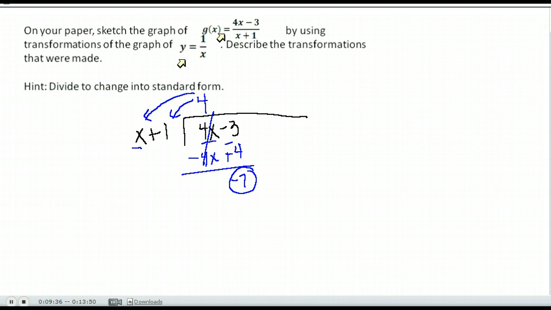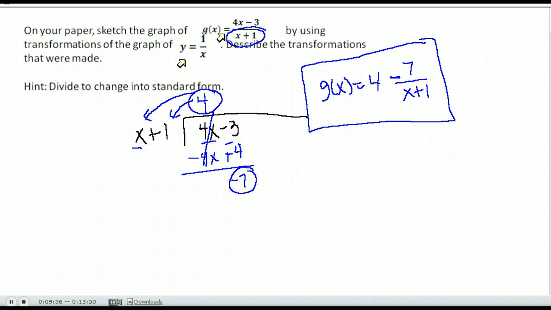And the way we write our answer is now g of x is going to look like 4, because that was our answer here, minus 7 over what we were dividing by. Okay, so you put your remainder over that denominator we had originally. This is our new function that we're going to be looking at. It's the same function, it's just been simplified by using long division. And then we say what would happen to our graph. So we look at what has happened. We have a plus 1 in the denominator here, so that means it's going to move it to the left one.